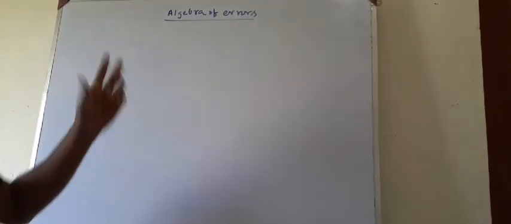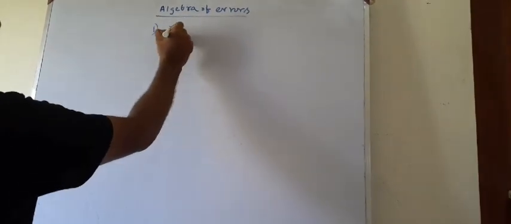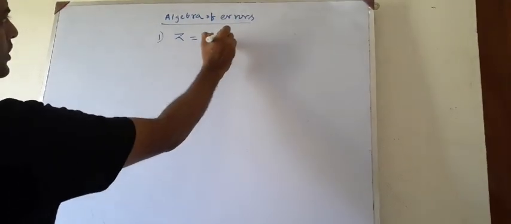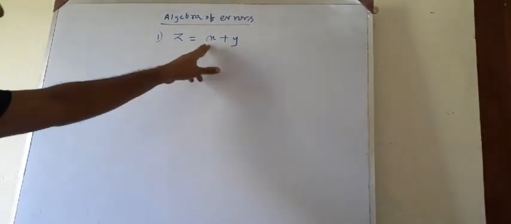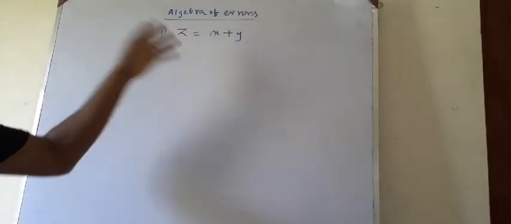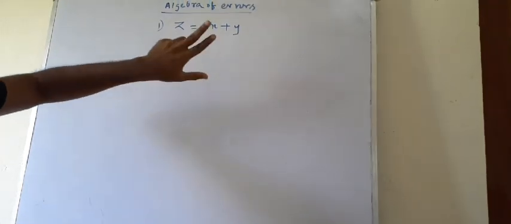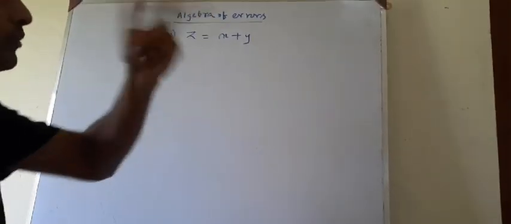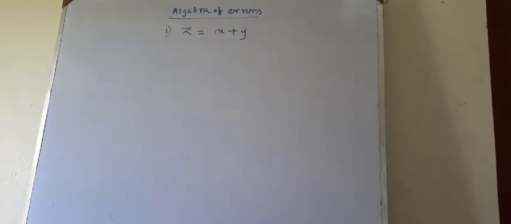Now I will discuss the algebra of errors. The first rule: suppose a quantity can be expressed as the addition of two other quantities. Let's say the absolute value of a physical quantity is represented by the addition of the absolute values of two different physical quantities. So what will be my absolute error in measuring this quantity?